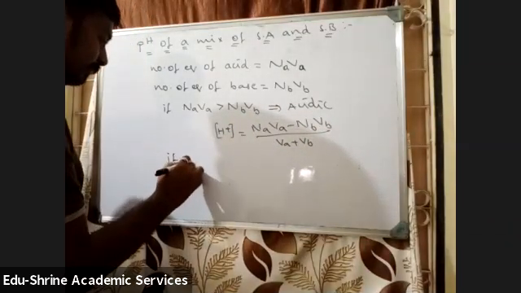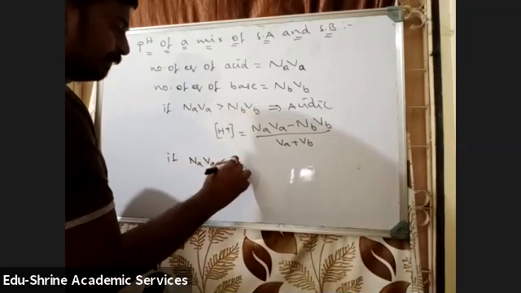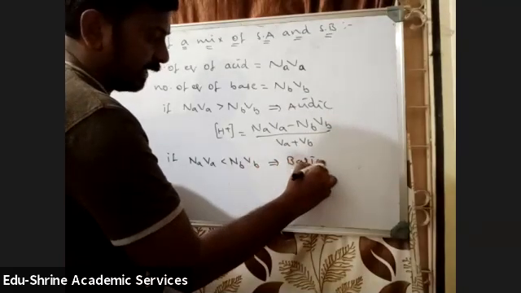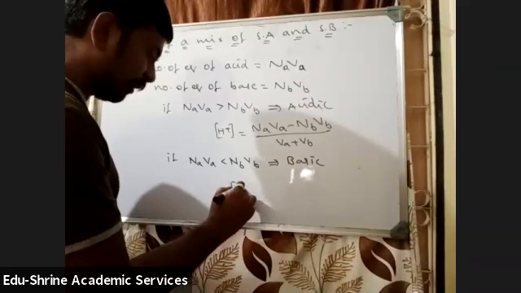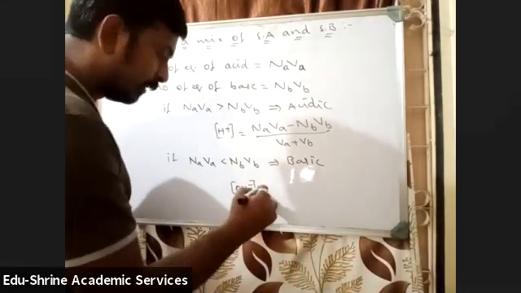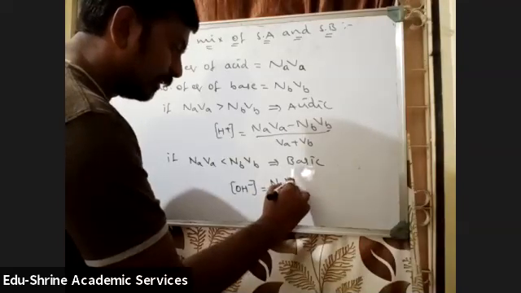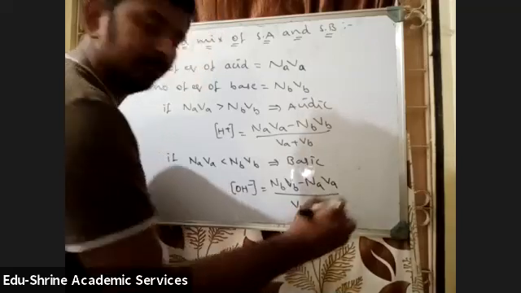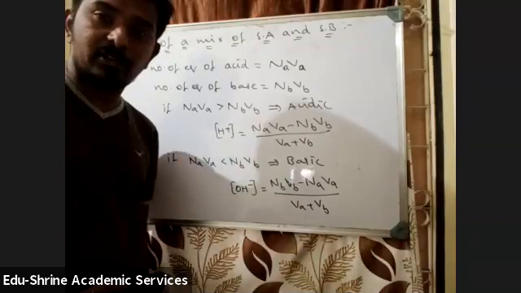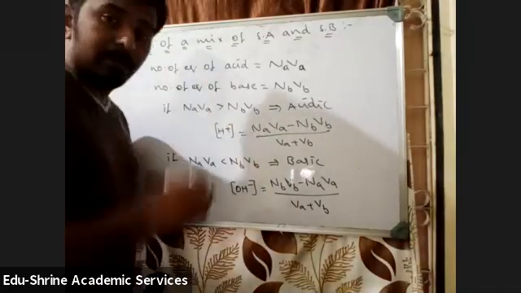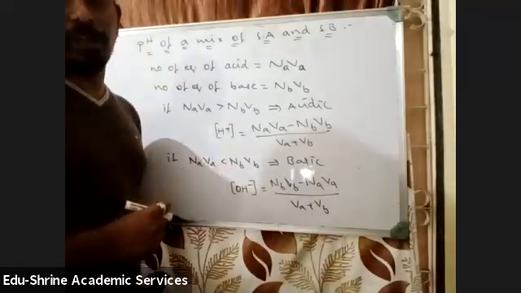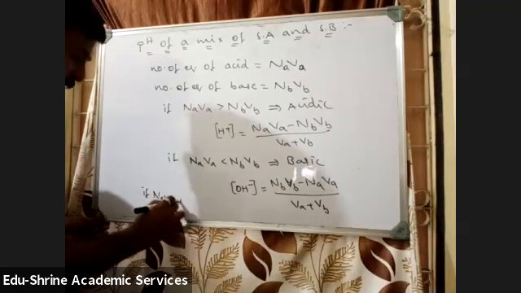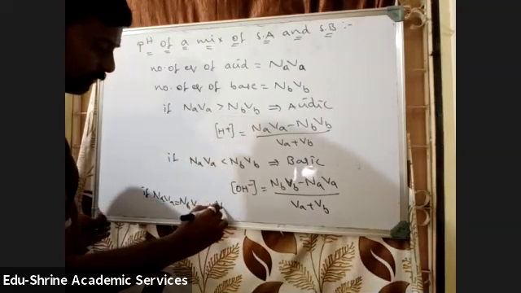If NaVa is less and NbVb is more, then in this case the solution will be basic in nature. That means the resulting solution will consist of OH minus ions, whose concentration is equal to NbVb minus NaVa by Va plus Vb. In this way, you can calculate the OH minus ion concentration. If both are equal, then the solution will be neutral. So the third case, if NaVa is equal to NbVb, it will be a neutral solution.